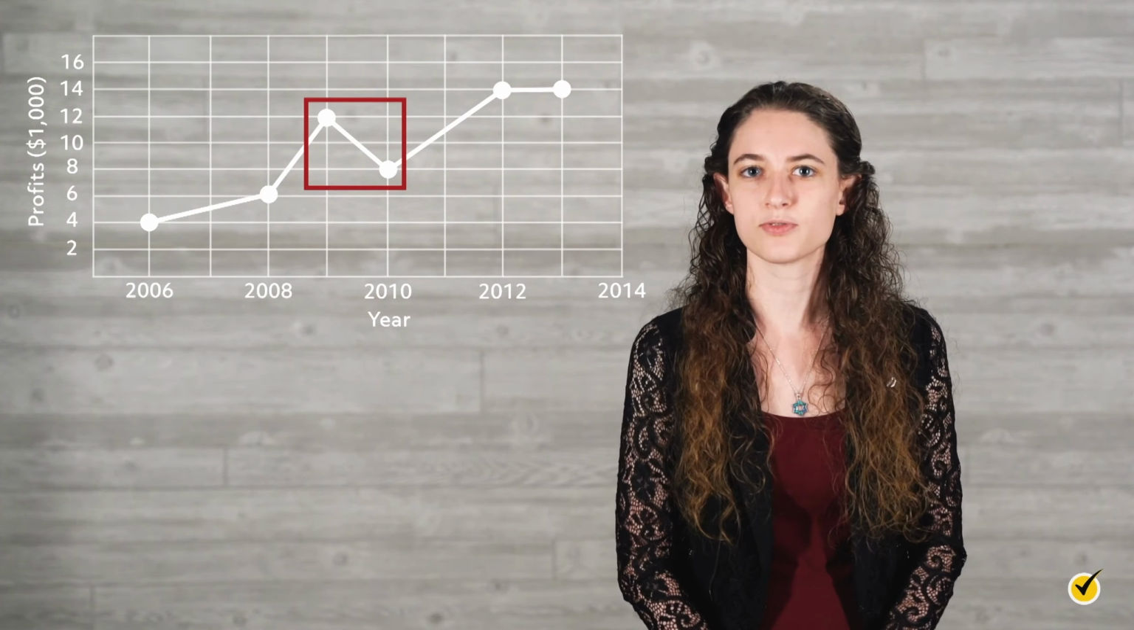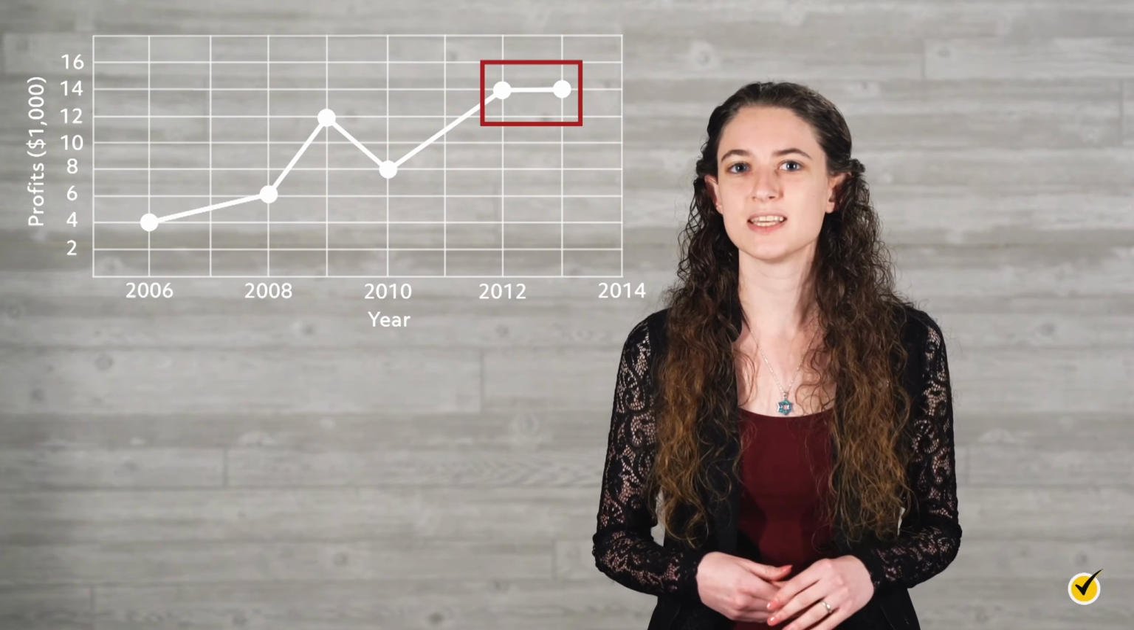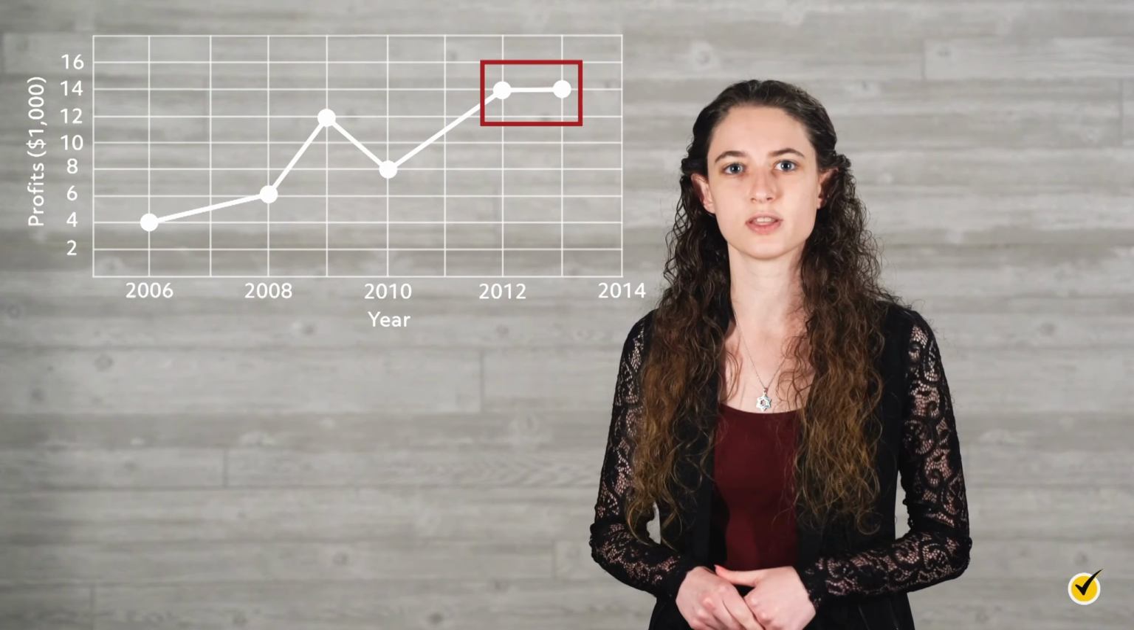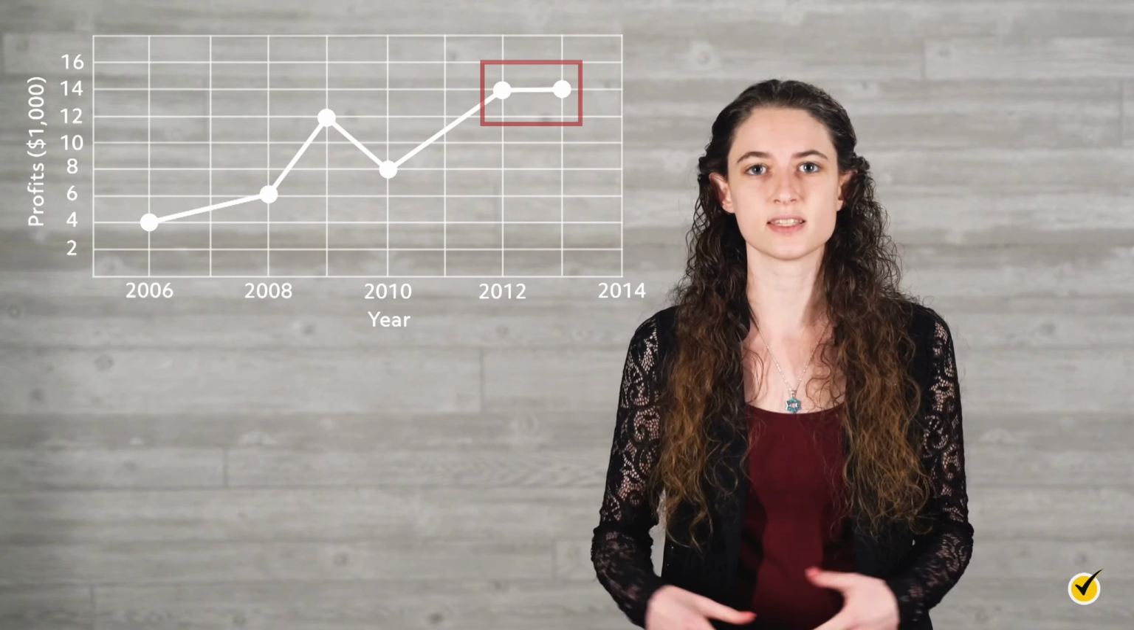What do you notice about the line segment connecting the data points for 2012 and 2013? They form a straight horizontal line. This shows that the company's profits neither increased nor decreased during this time frame. Instead, they stayed the same.